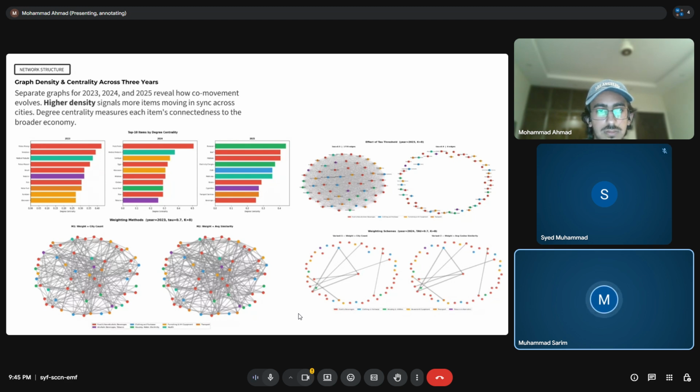Furthermore, if we look at the graphs themselves, these are color coded by category, where the red is food, the orange is transport, and the green is housing. As you can see, mostly for the years of 2023 and 2024, food was the category that was mostly connected to everything. But in 2025, that mainly shifted towards housing.